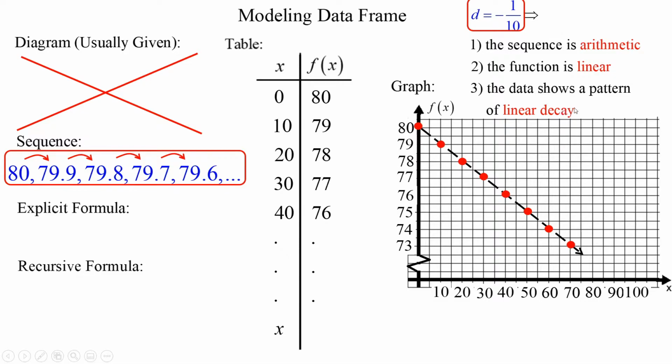Now let's go to our explicit formula. Well, we've got our first x is 0 and a linear function, so can we just go back to slope intercept?